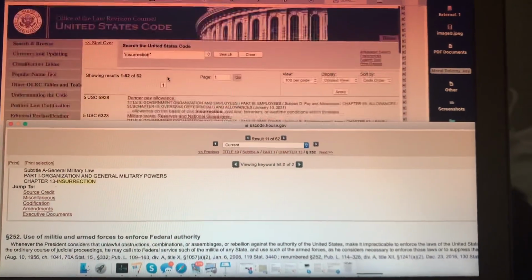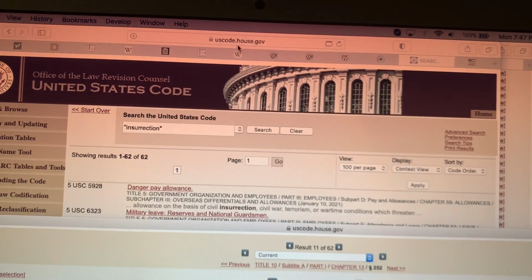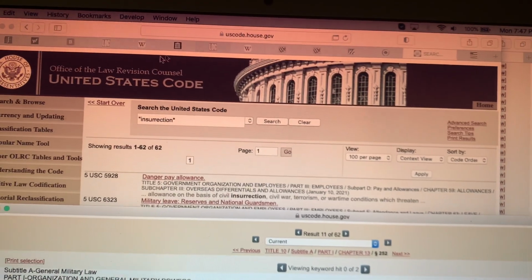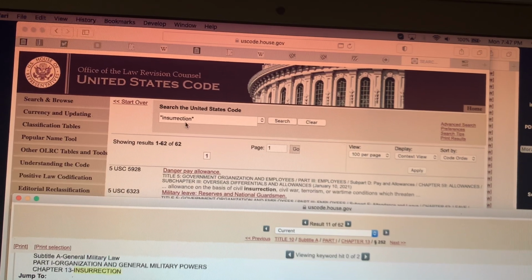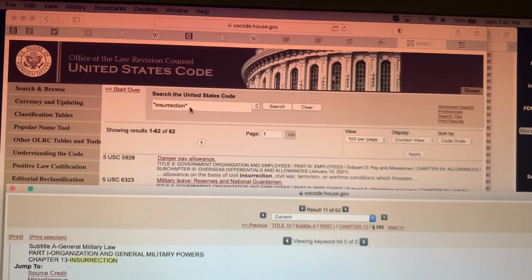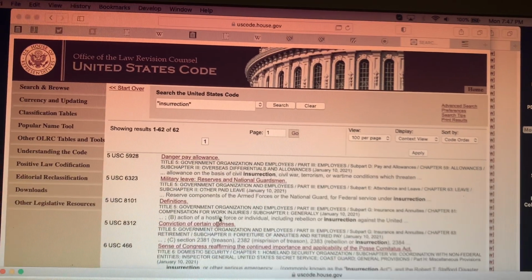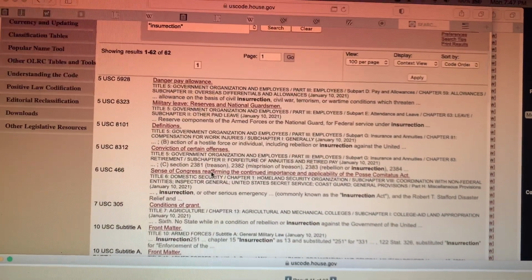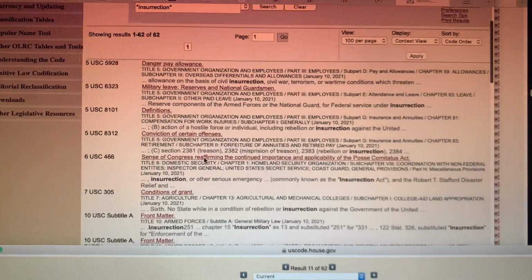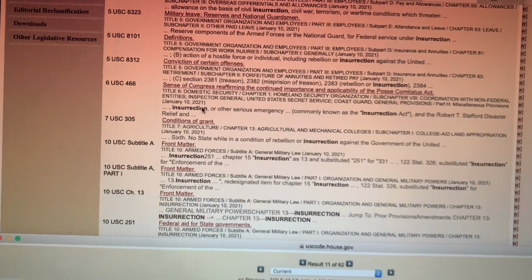Okay, so what I did is I went to this website, uscode.house.gov. And you go to search and browse, and then in the search menu you put in insurrection. You'll come up with a whole list of titles, some laws, some not laws, that explain what insurrection is or has anything to do with insurrection.